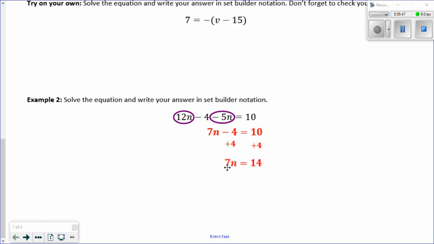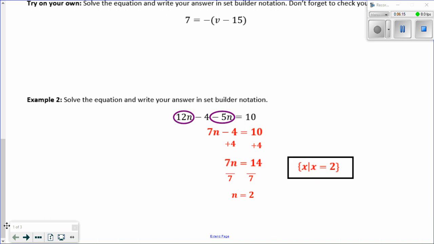So now I'm going to get rid of the 7 by dividing both sides by 7. So the 7 divided by 7 will cancel out, leaving me with just n on this side. 14 divided by 7 will give me 2, so I get n equals 2 as my answer. So now to write it in set builder notation, I'm just going to fill in n's instead of x's and just write n equals 2 on the end. And that would be my final answer.